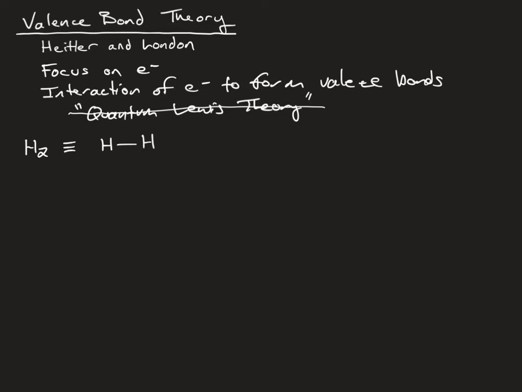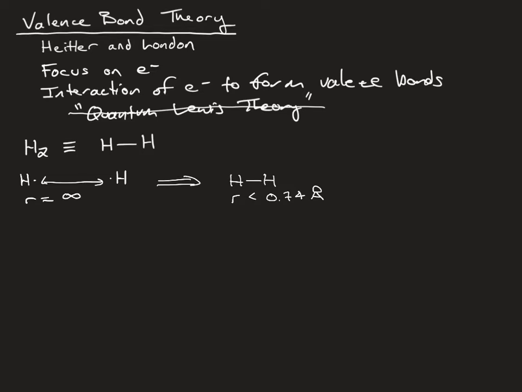The way we're going to think about this is we're going to think about two isolated hydrogen atoms separated at an infinite distance. And what we're going to do is bring these two hydrogen atoms together and eventually form an H-H bond. So we're going to bring these two hydrogen atoms from infinity to their bonding distance, and then bring them in to be shorter than their bonding distance, which is 0.74 angstroms.